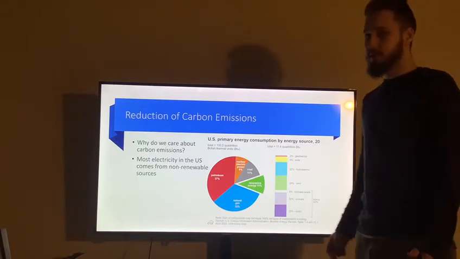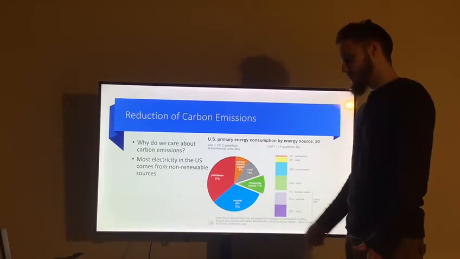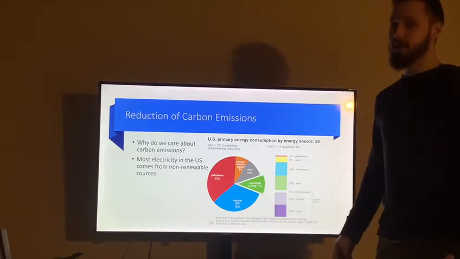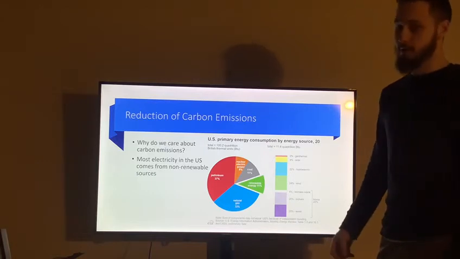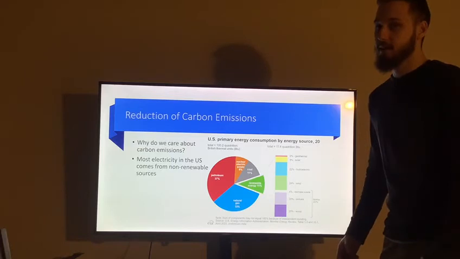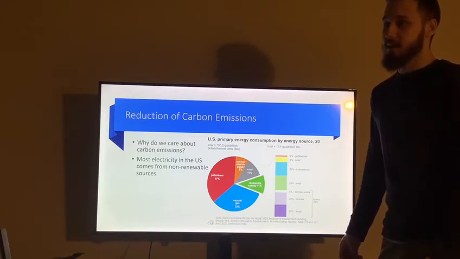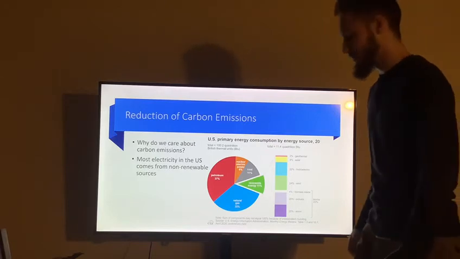So most of the electricity produced in the United States comes from petroleum and natural gas, which are non-renewable sources and therefore produce carbon emissions. We also want to keep a good image of the company, because sometimes you have to publish your annual carbon emissions.